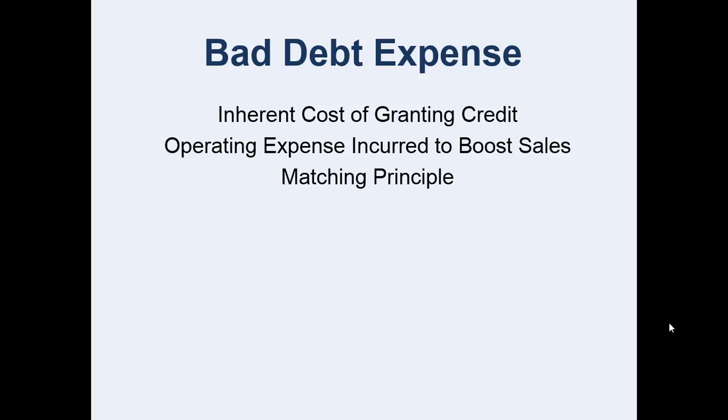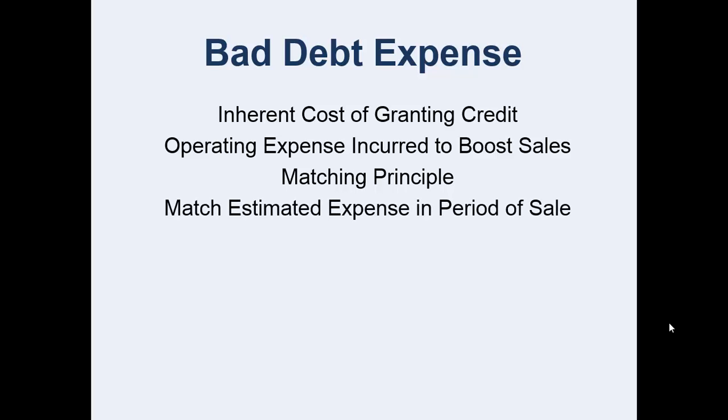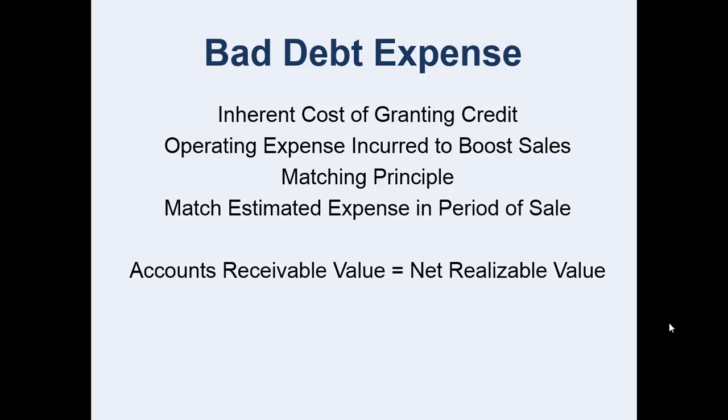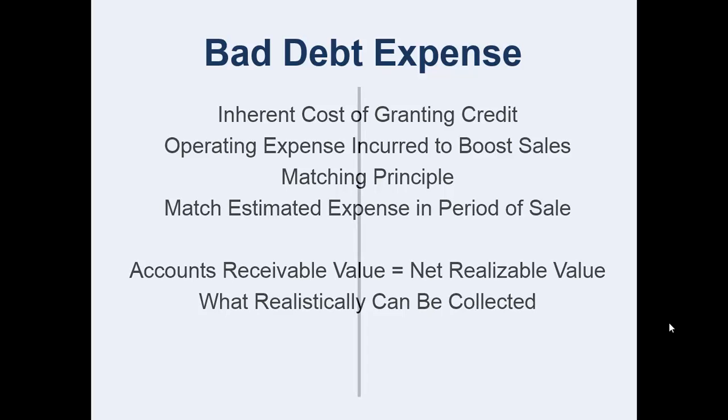And it does follow the matching principle if it's handled using the allowance method, because you match the estimated expense in the period of the sale. And you want your accounts receivable to be valued correctly, and that is known as your net realizable value, not necessarily the full amount that's in the accounts receivable, because some of it you may never collect. When you're looking at net realizable value, you're thinking about what realistically can be collected, and that's how you want your accounts receivable, this asset, valued on your balance sheet.